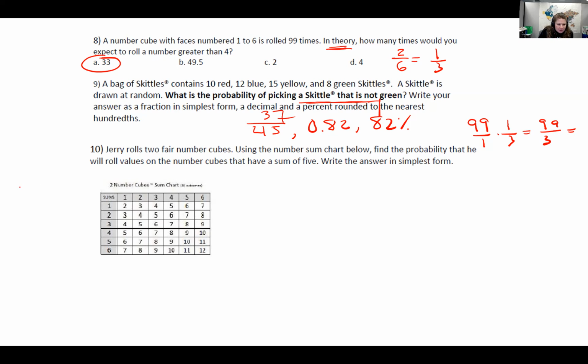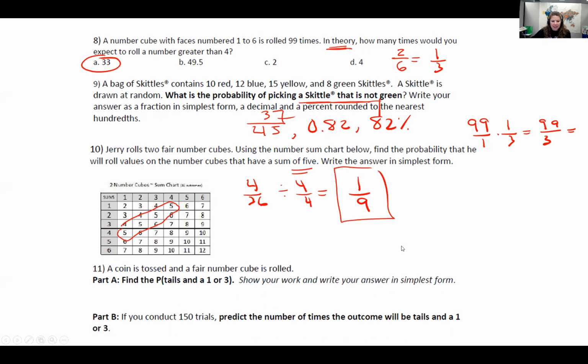Okie dokie. Number 10, we did this in class the other day where we talked about the sums of rolling 2 number cubes. So we want to know the probability that the roll values on the number cubes have a sum of 5. Well, how many 5s are there? Well, there are 1, 2, 3, 4 5s out of 36. We can divide 4 and 36 by 4, and the answer is 1/9. The probability is 1/9 that we would get a sum of 5.